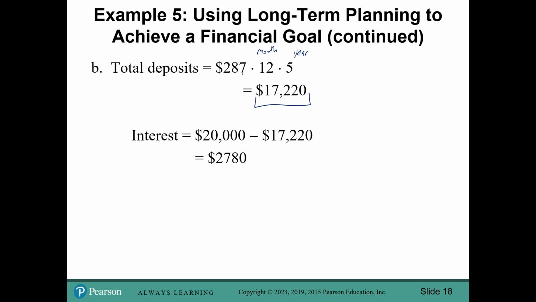Now, we saved $20,000 because we met our goal. We had to do $287 a month to meet our goal. So we made our goal of $20,000. If we subtract the $17,220 from the $20,000, we see that this IRA account here has made us $2,780 in interest. So a lot of the money out of the $20,000 is just money we straight up saved. But we did gain almost $3,000 in interest. We gained $2,780 in interest from this account.